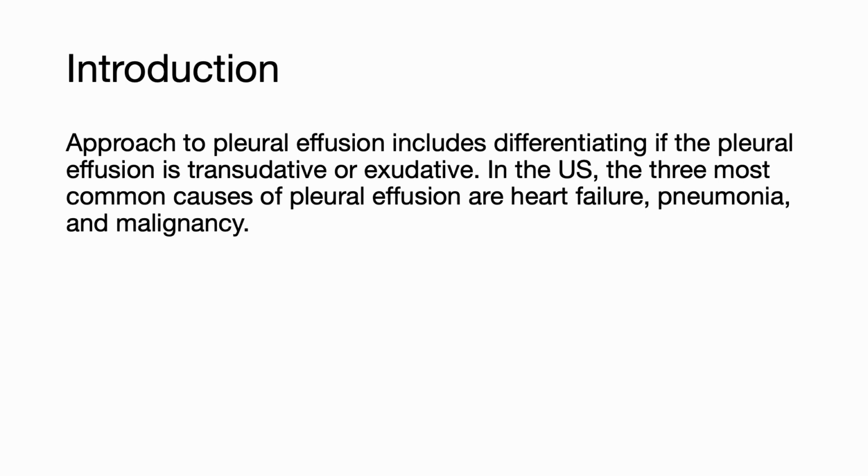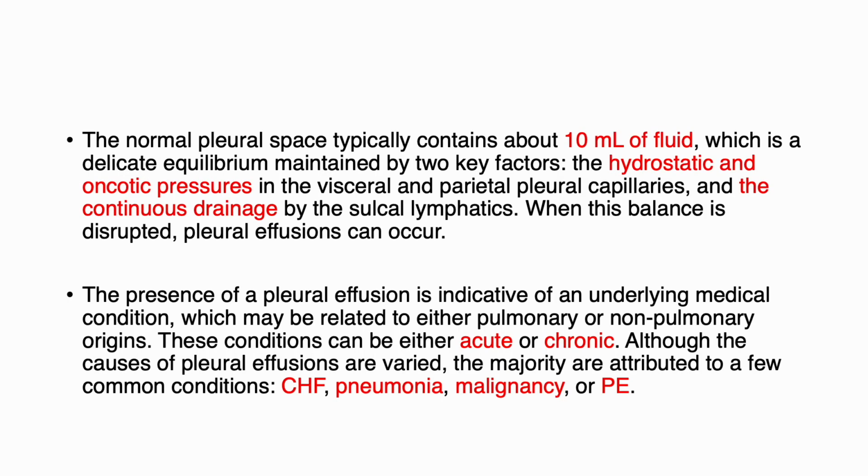In the US, the three most common causes of pleural effusion are heart failure, pneumonia, and malignancy. The normal pleural space typically contains about 10 ml of fluid, which is the delicate equilibrium maintained by two key factors: the hydrostatic and oncotic pressures in the visceral and parietal pleural capillaries, and the continuous drainage by the subpleural lymphatics. When this balance is disrupted, pleural effusions can occur. The presence of pleural effusion is indicative of an underlying medical condition, which may be related to either pulmonary or non-pulmonary origins. These conditions can either be acute or chronic.